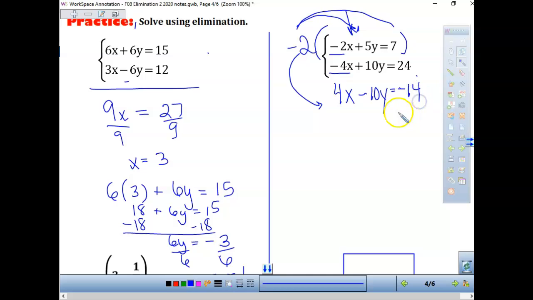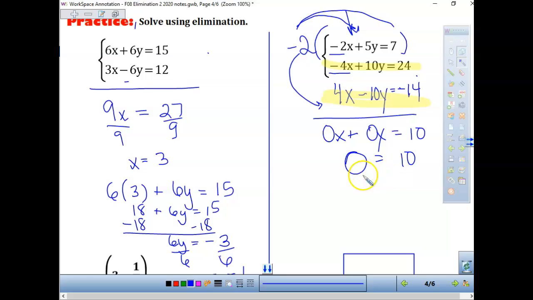Negative 14. Can I now add these two together? So I have this one, and I have this one. What's going to happen when I add my x's? They cancel. 0x. What happens when I add the y's? 0y. They cancel. 0x plus 0y is 0. 24 minus 14? 10. So don't do it. Don't go there. 0 equals 10. False, right? So we are going to say no solution, right?